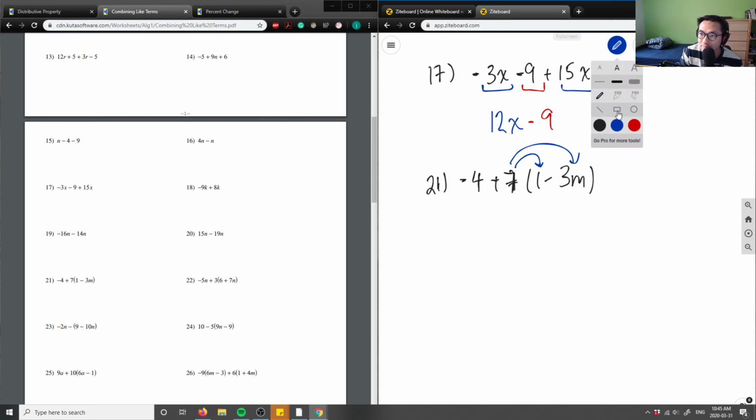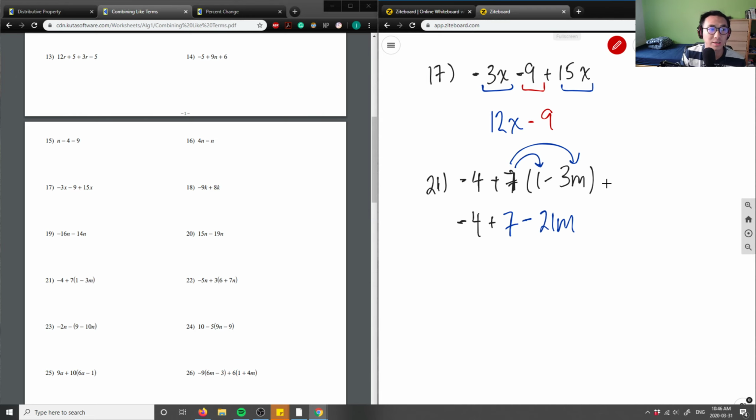So what do we get? We're still left with a negative 4. That hasn't changed yet. Negative 4 plus, and then what do we have left? We'll do some blue to show you. So 7 times positive 1 in this case is 7. 7 times negative 3m, here is 7 times negative 3, positive times negative gives me a negative number, negative 21, and then just an m left, right?